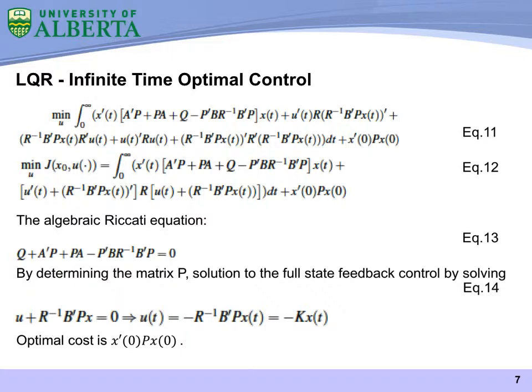Therefore, by setting this first term to 0, we have the algebraic Riccati equation. If it's satisfied, we find the P. And by determining the matrix P, the solution to the full state feedback control, by solving u transpose plus R minus 1 B transpose P x equals 0, the second term in this equation becomes 0, such that these two terms are 0, so the remaining cost is this. Therefore, u of t, which is optimal, is minus R minus 1 B transpose P x of t, which is now K, and K contains P, and P is the solution of this Riccati equation. Therefore, the only term that is left is the optimal cost of the initial condition.